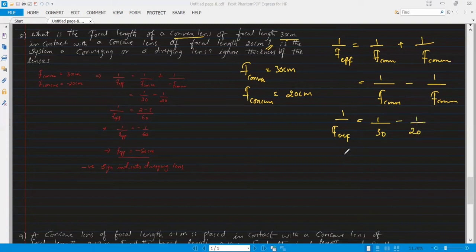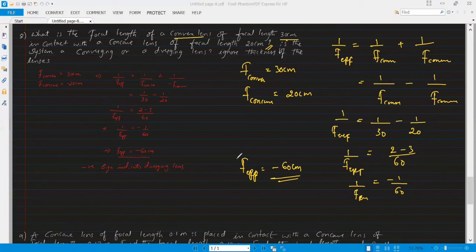Okay, so if you calculate the effective focal length, 60 is the LCM. On top it becomes 2 minus 3. So therefore this is minus 1 divided by 60. So 1 upon f effective became minus 1 upon 60. Therefore f effective is going to be minus 60 centimeter.